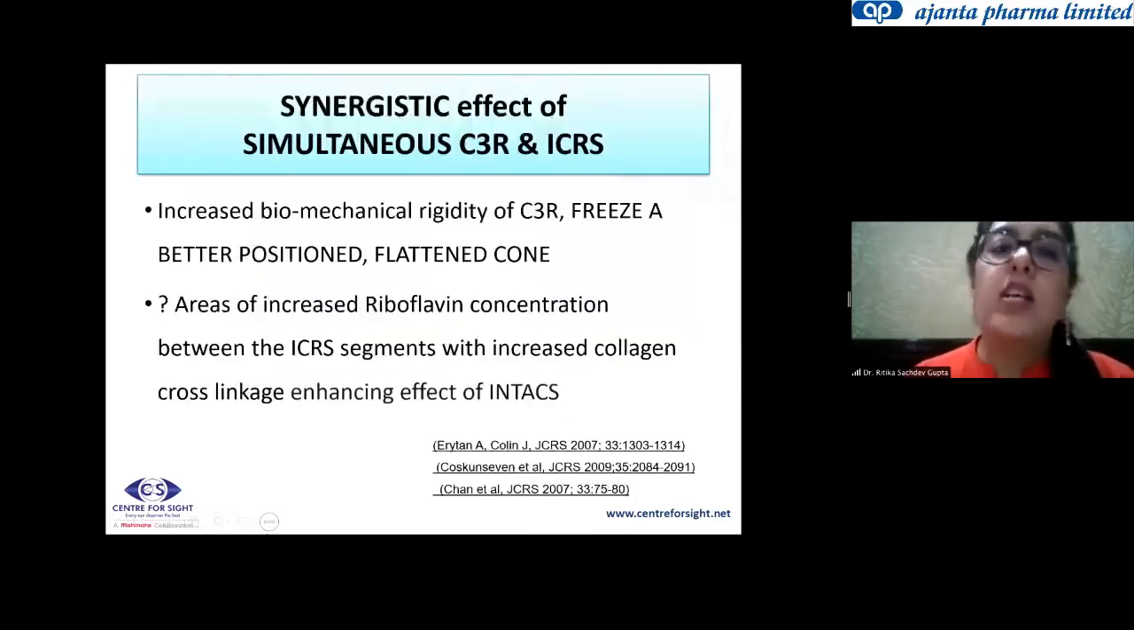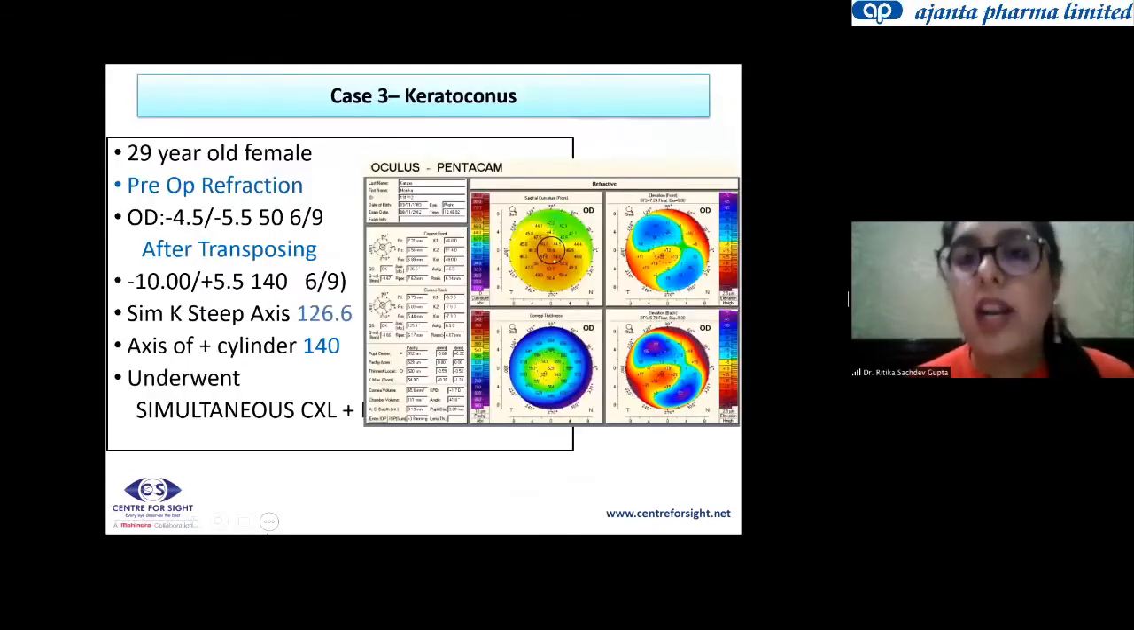That is because the increased biomechanical rigidity of C3R is there, and when you are doing it with Intacs, you're actually freezing a better position and flattened cone. Also, the riboflavin penetrates very well into the Intacs channel, and this cross-linking along the channels actually enhances the effect of Intacs. So, for the effect and for the convenience both, it is a simultaneous C3R and ICRS that we follow.